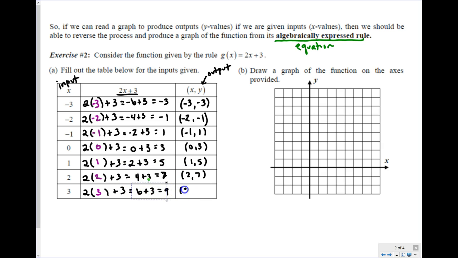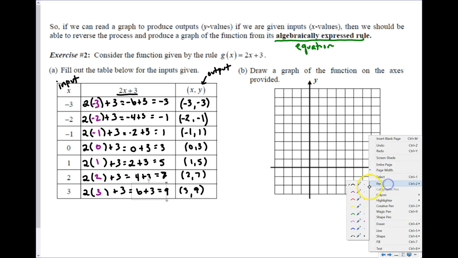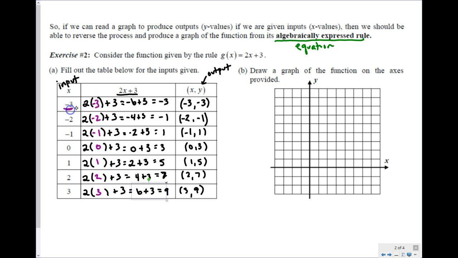If you are confused about where I'm getting these coordinates on the right, I am taking this x, the input I have here, and making that my x value here. So -2, -2, -1, -1. Then I'm taking the outputs that I get here and pairing them up as the y value. Okay. Now that I have a list of coordinates, all I have to do is plot each one.